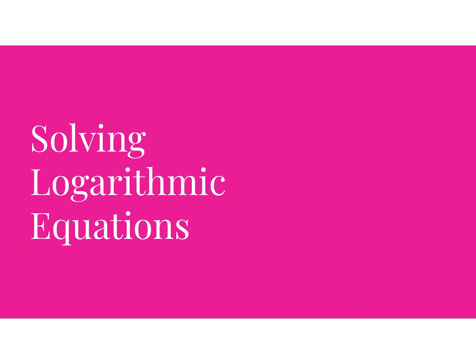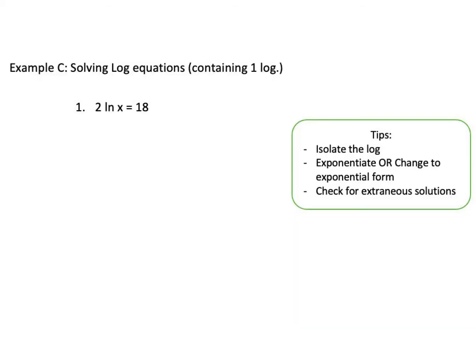In this lesson, you are going to learn how to solve logarithmic equations. So let's begin by looking at an example that contains just one log. Now, your goal should be to isolate the logarithmic part of the expression. So I'm going to do that by first dividing both sides by 2, which produces the ln of x is equal to 9. Now, from this point, there's 2 ways you can do this.